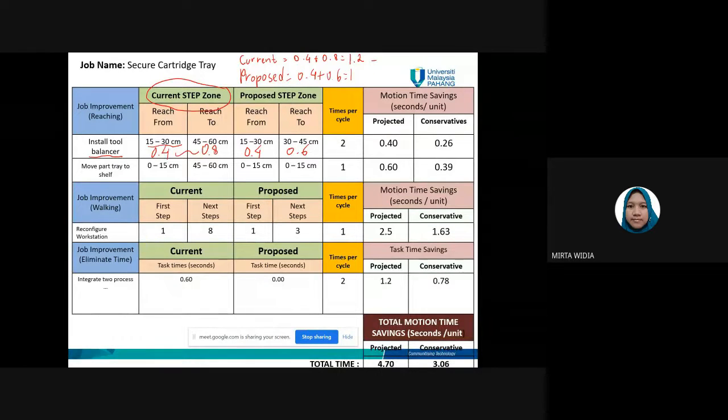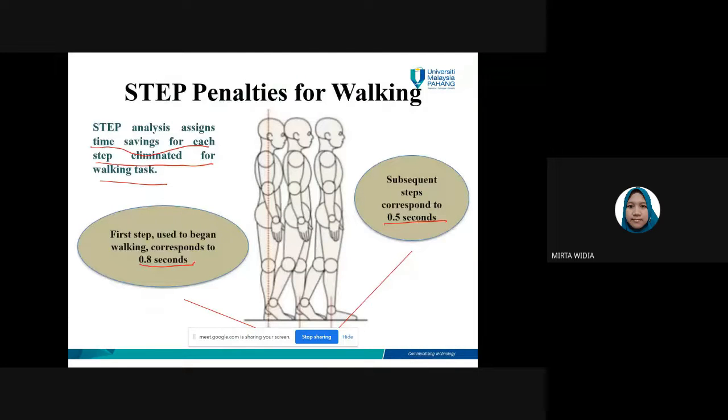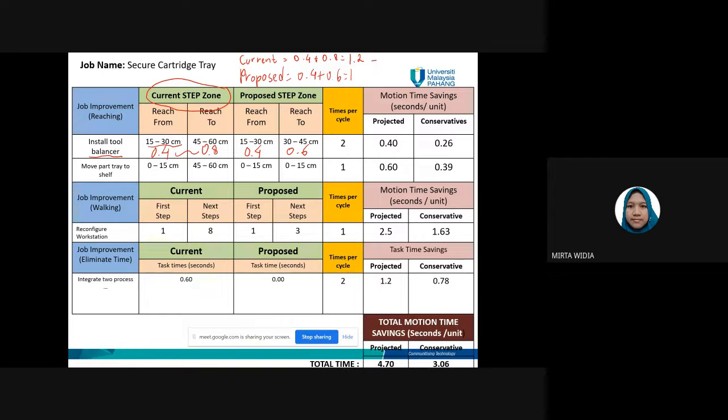And then for walking, it is actually the same, but walking is different because it has its own penalties. For the first step it is 0.8 and the current subsequent step is 0.5. So the first step is 0.8. The next steps are 8, meaning 8 steps. So 8 steps means 8 times 0.5. Okay, so what do we get?